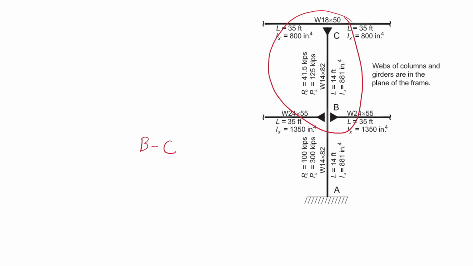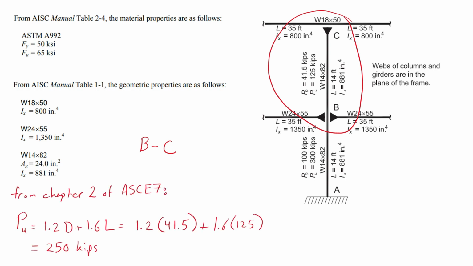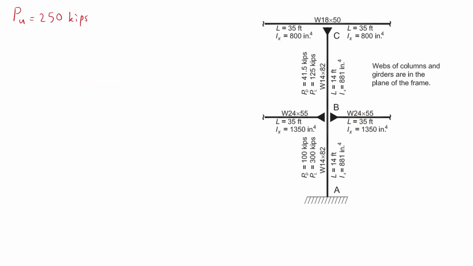In case the column and girder properties are not known, refer to the AISC manual Table 2-4 for the material properties, and Table 1-1 for the geometrical properties of W sections. We can determine the ultimate combined load on column BC by using the load combination from ASCE 7 Chapter 2 that generates the highest load, and thus we end up with a compressive load of 250 kips. Afterwards, we need to determine the effective length of column BC.